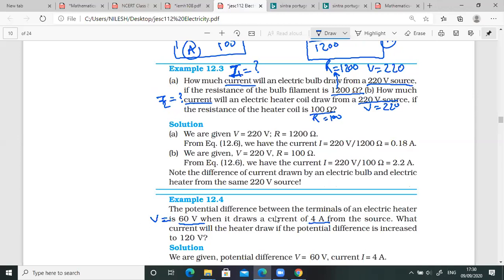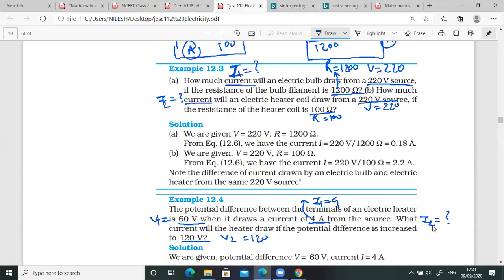So next here, draws a current of 4 ampere. What should I write here? I equal to 4 amperes. Now they are asking what current will the heater draw? Means again they are asking I is equal to question mark. If the potential difference is increased to 120 volt, this is V1, I1, I2, V2 is now 120.